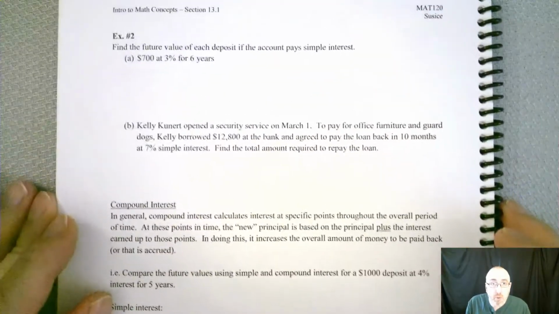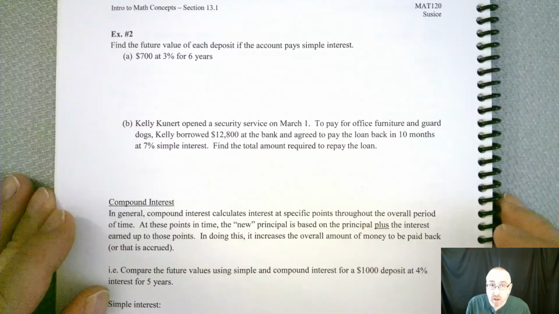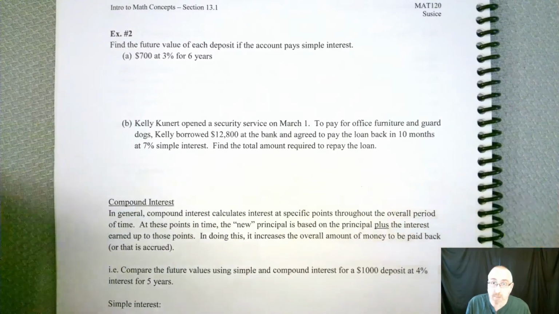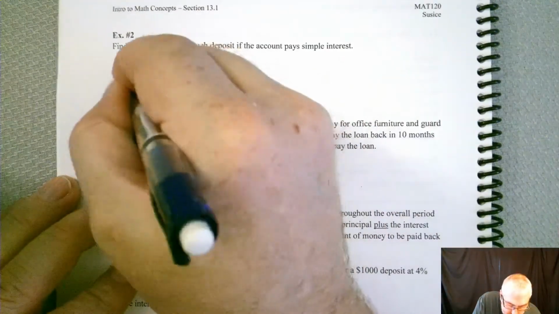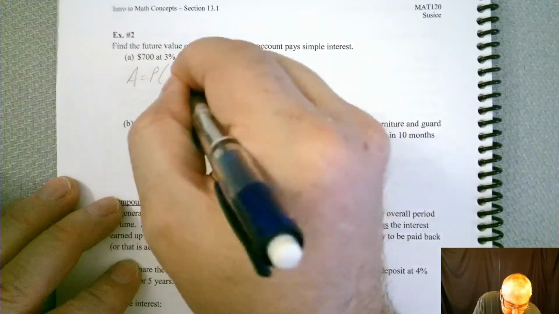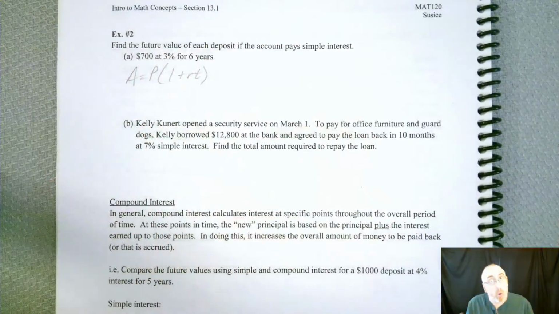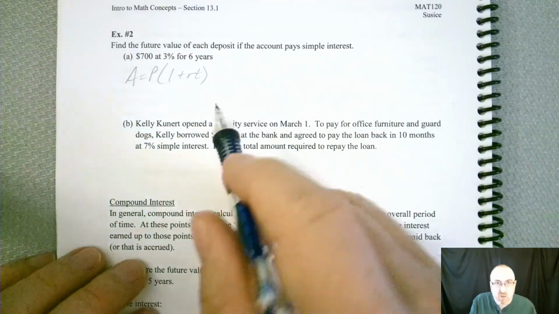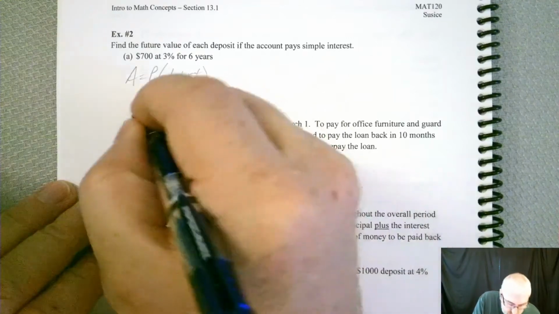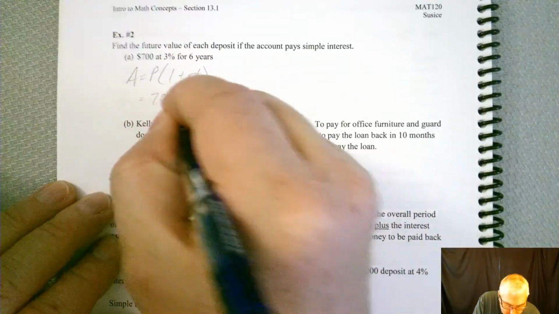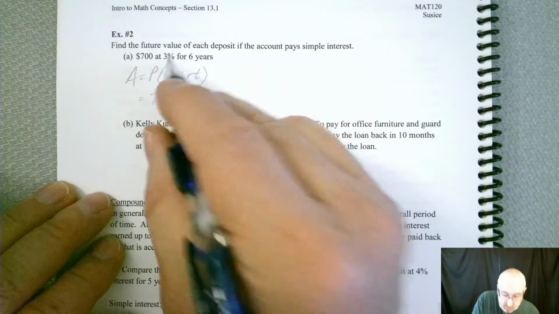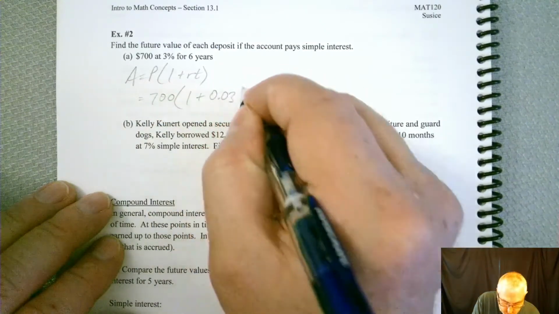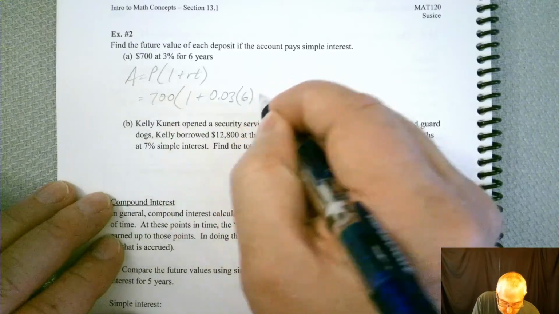So for number 2, they want you to find the future value of each deposit if the account pays simple interest. So there's the 2 checks. They want the future value, and it's for simple interest. So we know the formula is A equals P times (1 plus RT), or the other one. But let's try this one out and see how it works. So we've got 700 for your P, then 1 plus R, which is 3%, so we have to change that to a decimal, and then the number of years, 6.